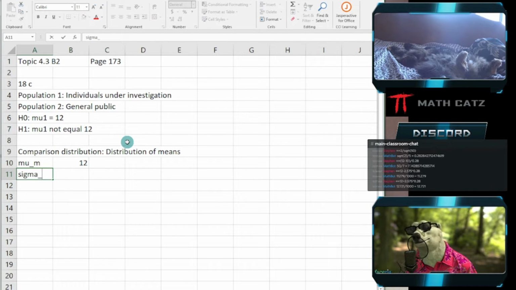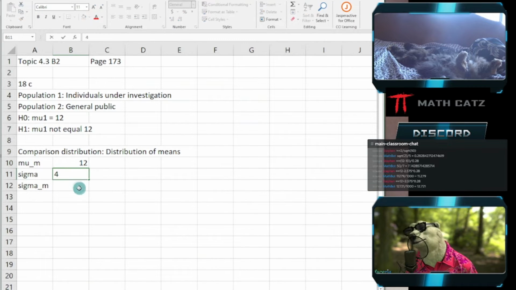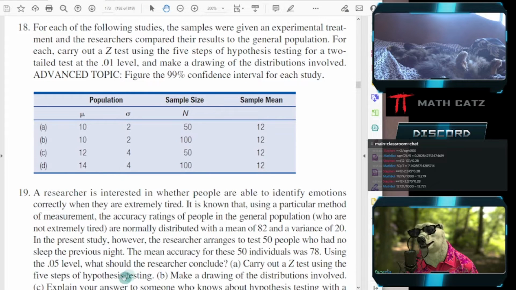Sigma underscore m will be, let's move that down a little bit and write sigma over here, the population of individuals. That is given as 4 over there. So we'll put that as a 4. And sigma m is then going to be, let's write my sample size as well. I want more things here. Sample size n is 50. We can double check in the question here, 50.